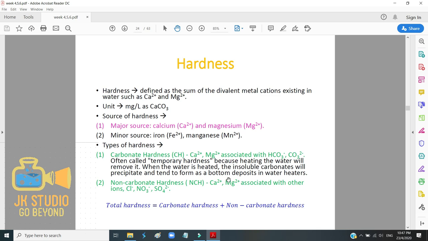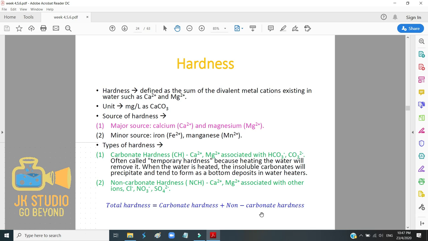And then the non-carbonate hardness is associated with other ions like Cl-, NO3- and SO4 2-. So we can see that carbonate forms together with the divalent metal cations, and when heated we will have the insoluble carbonate. There are also others associated with other ions, such as chloride, nitrate, and also sulfate. So total hardness is the sum of the carbonate hardness and the non-carbonate hardness.